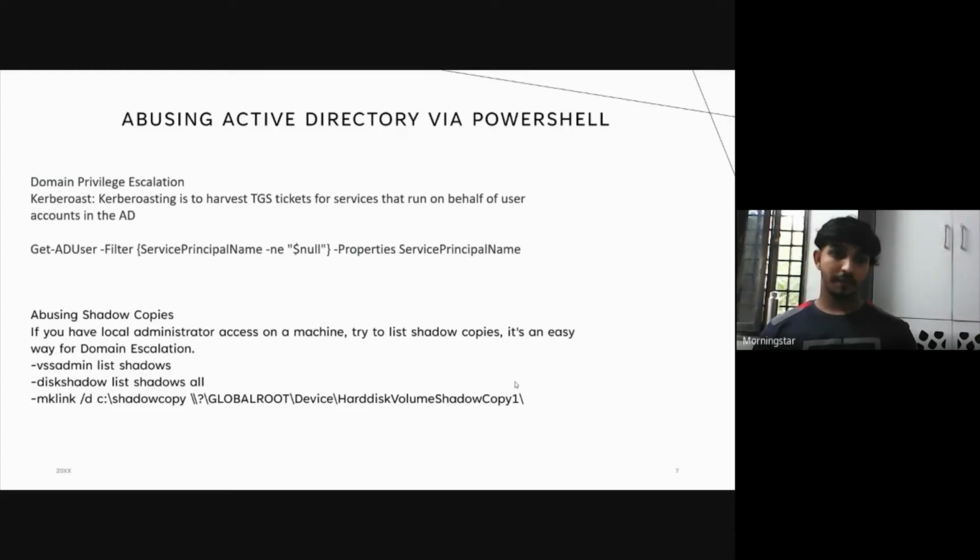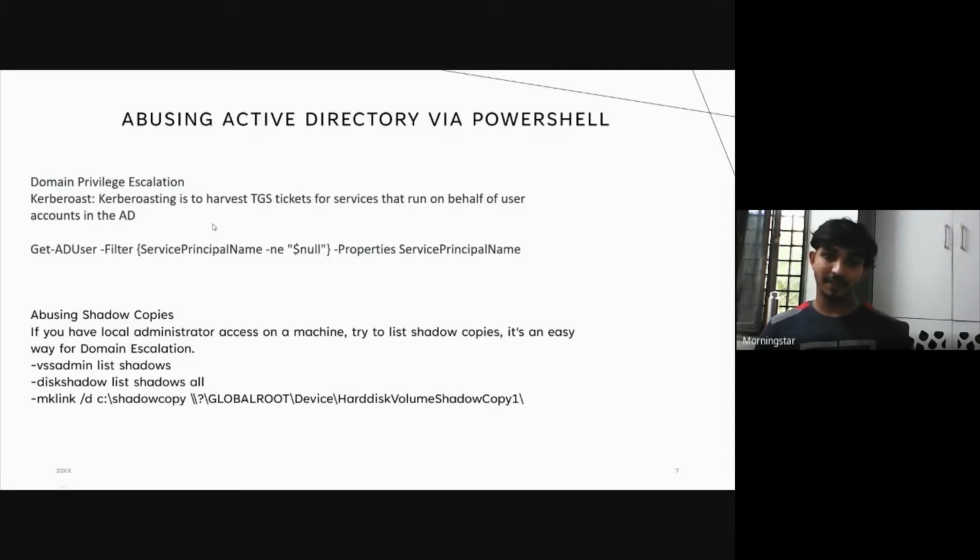One of the first abuses I can mention is domain privilege escalation. Kerberoasting is used to harvest TGS tickets. If you want to understand domain privilege escalation, you need to understand the TGS, the ticket granting service, and also TGT, and pass the hash, etc. I'm not going to go too deep because it is a vast topic, just a glimpse of it. Kerberoasting is to harvest the TGS ticket for services that run on behalf of user accounts in Active Directory.